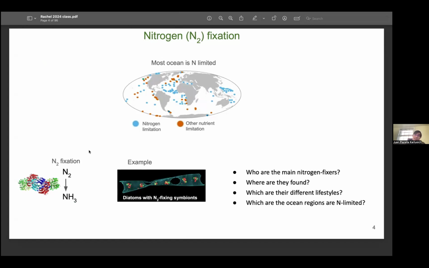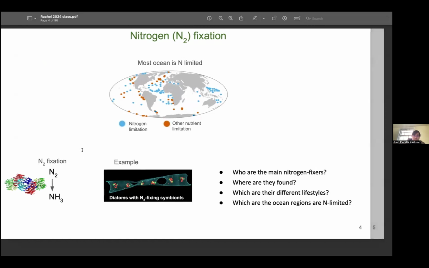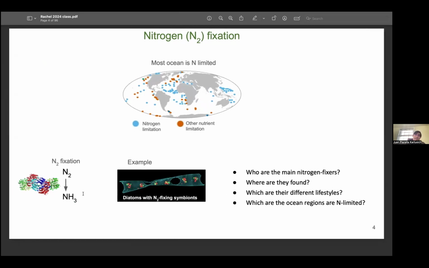So the input of new nitrogen to the ecosystem is carried out by a biological reaction called nitrogen fixation, that consists of the fixation of atmospheric nitrogen into bioavailable nitrogen in the form of ammonium. This reaction is catalyzed by a complex called nitrogenase, and this complex is only present in a few prokaryotic lineages.